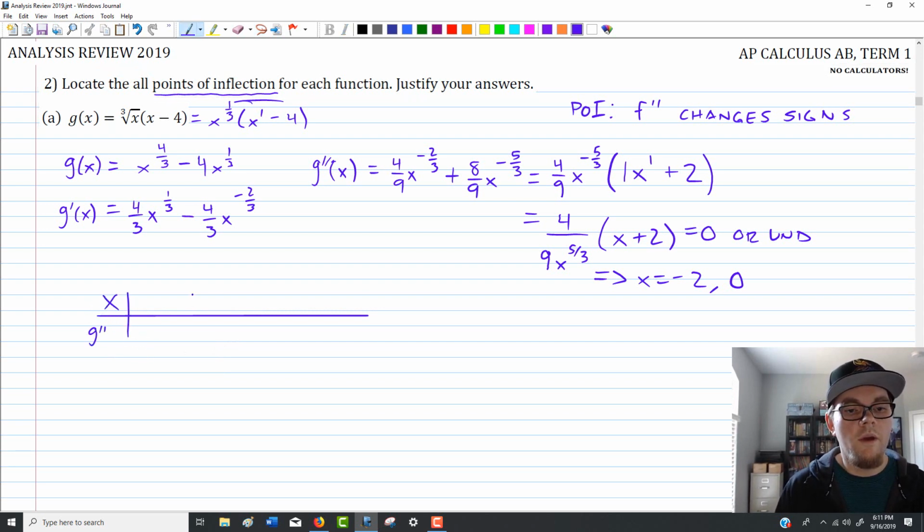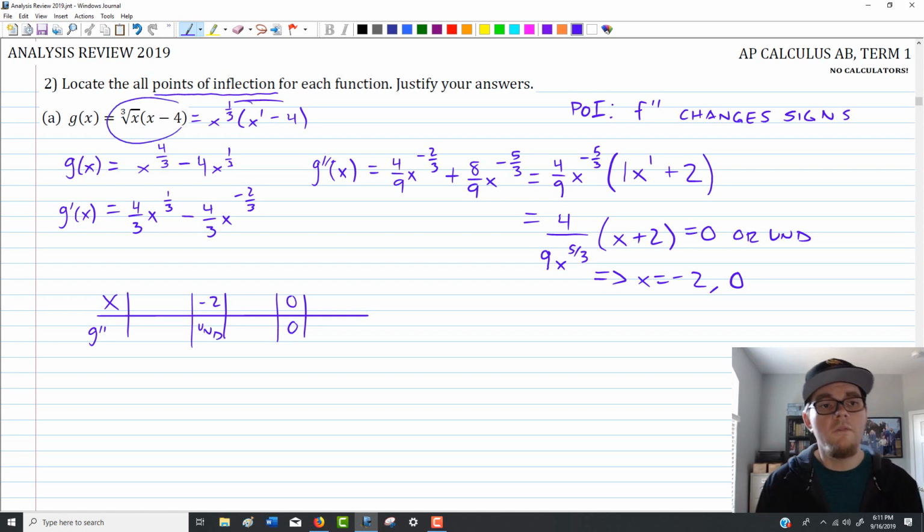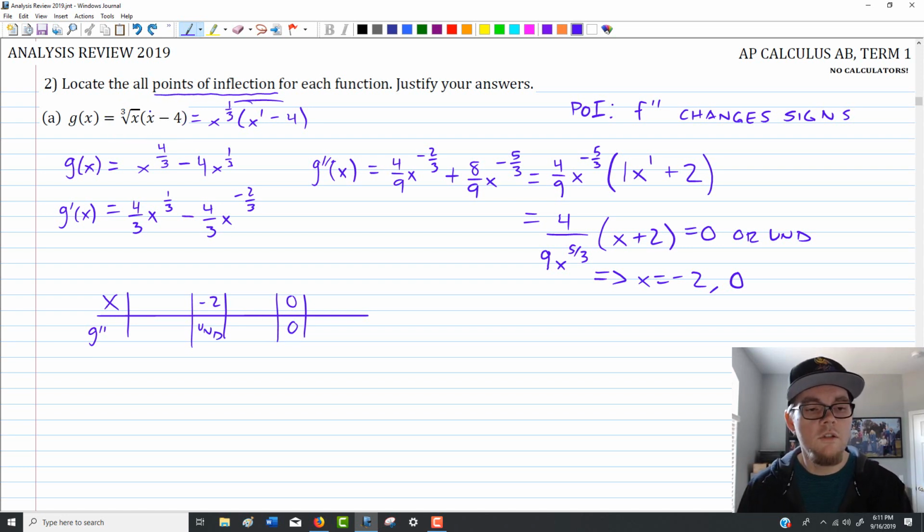So g double prime, we said it was breaking up at negative 2, also at 0. We knew that the derivative was 0 there and undefined here, but that doesn't matter because on the original function it's completely defined, so we're okay to check. That could be a point of inflection. We're going to have to check values less than -2, values between -2 and 0, and values greater than 0.